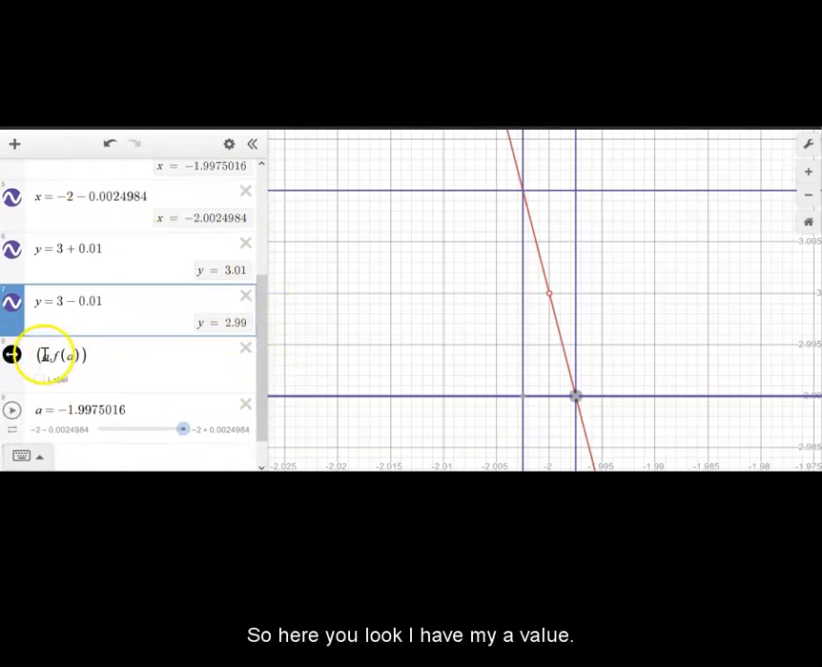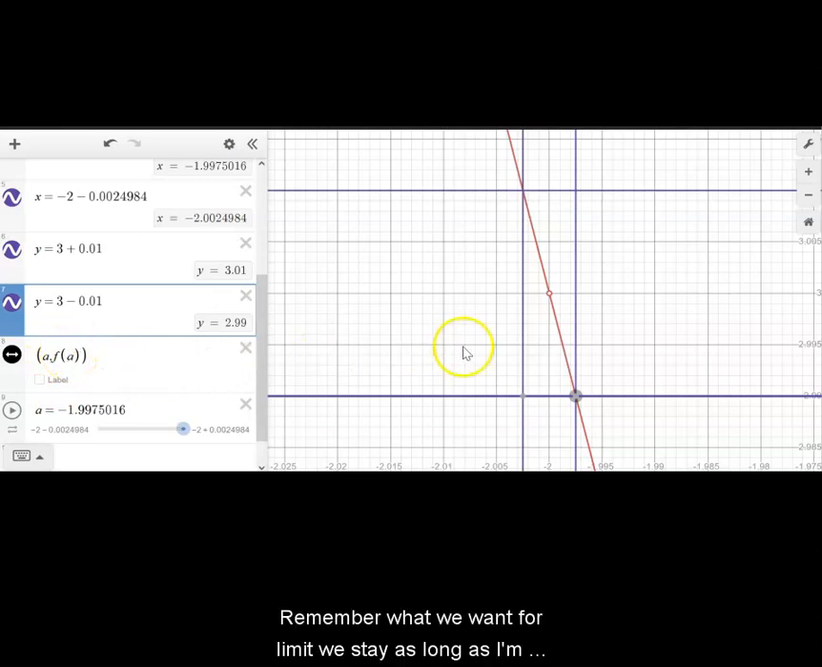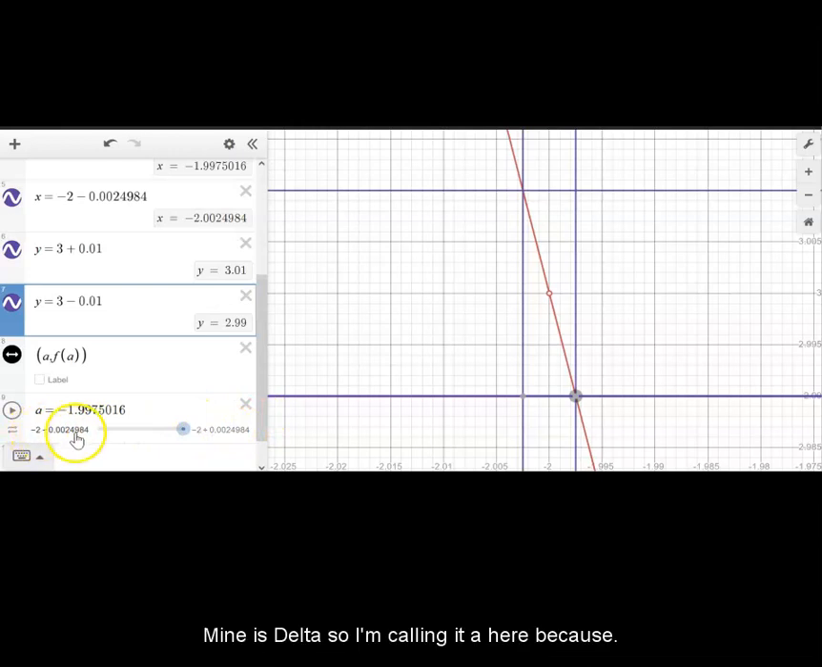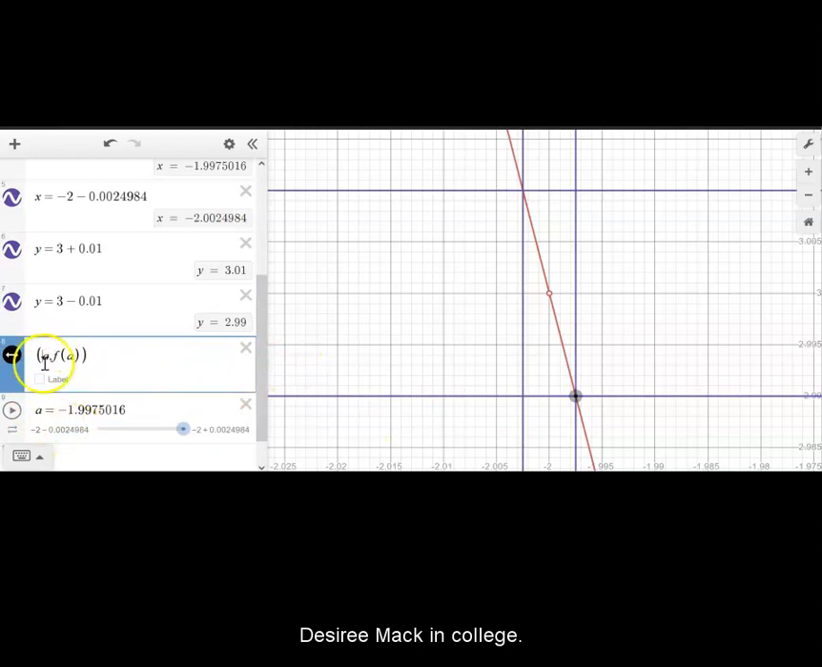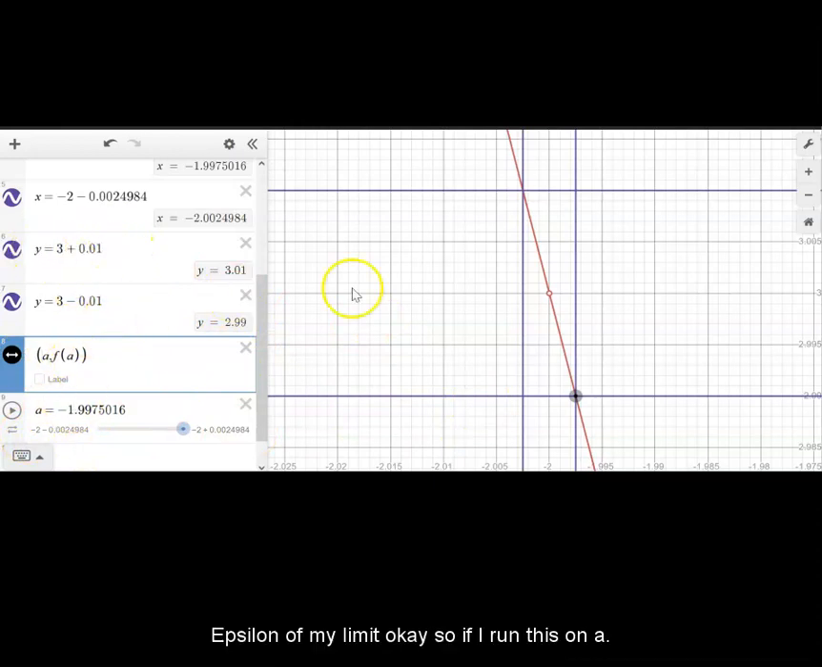And here you look, I have my A value, which is on a slider, and the output. So this is going into my function, right? Remember what we want for limit. We say as long as I'm close within delta from x, so within these boundaries of plus delta and minus delta, which I have my A value plus delta, my A value minus delta, I'm calling it A here because it doesn't really matter. I can call this B. I'll leave it alone, but it could be B. My outputs should stay within epsilon of my limit.